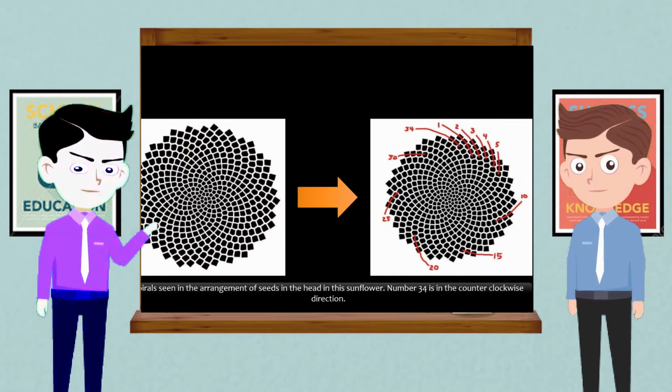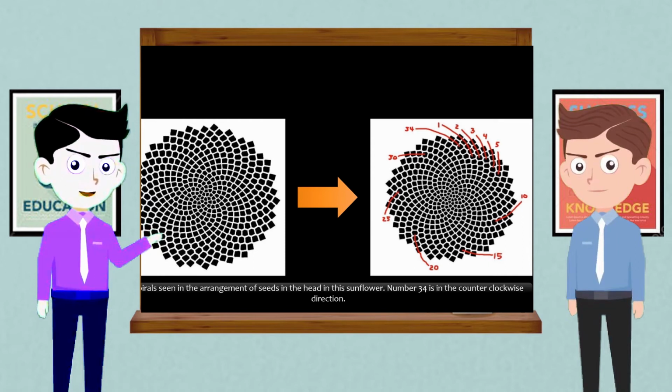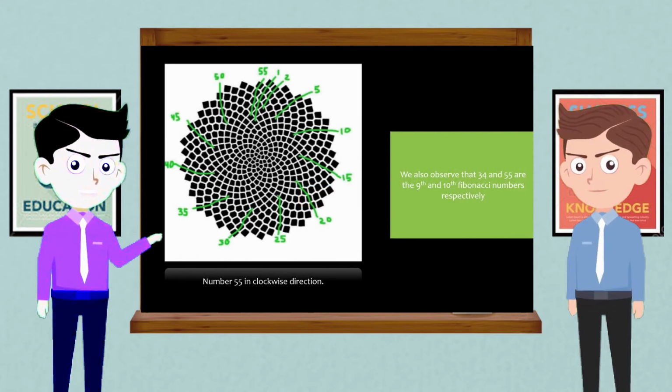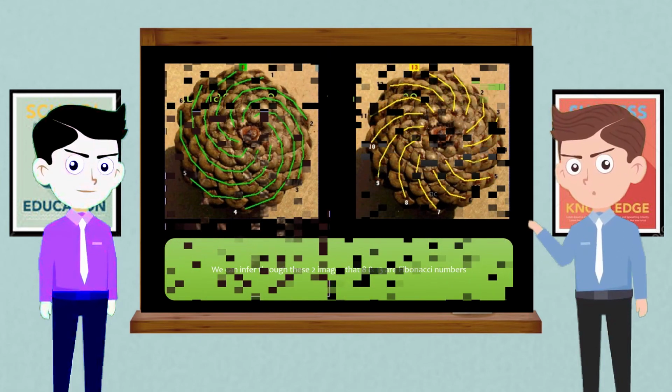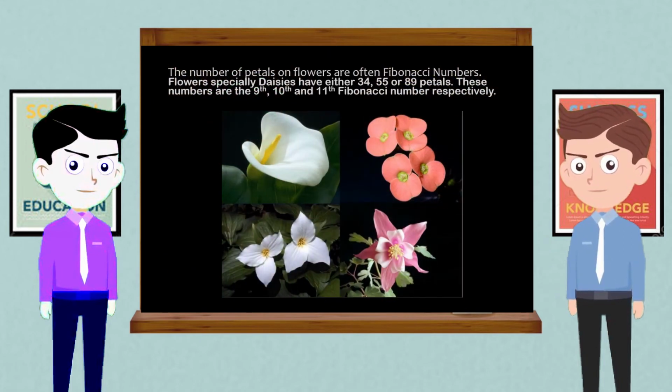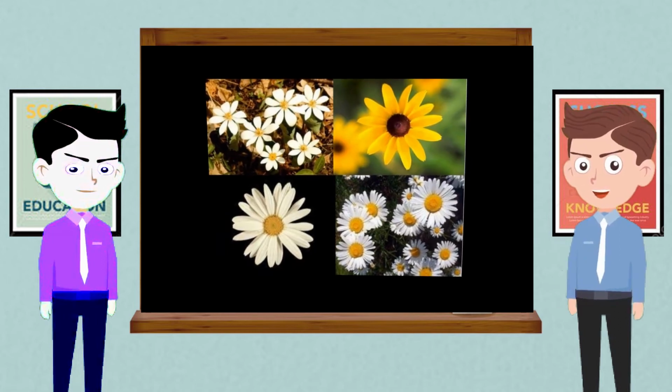Wow, that's a really smart way of thinking about the problem. But I still don't see how the series is relevant to art. It's present in almost every work of art because of how common it is in nature. Number of petals on flowers are often Fibonacci numbers. Flowers, specifically daisies, have either 34, 55 or 89 petals. These numbers are the 9th, 10th and 11th Fibonacci numbers respectively. And the numbers have some peculiar properties.